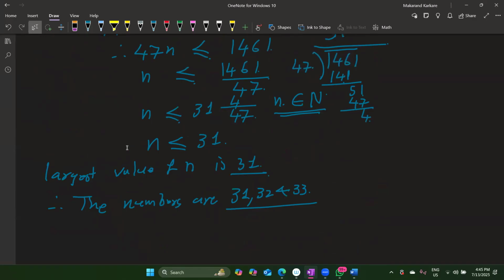Yes, Soham? Sir, can you also solve 3B from your text? Sorry? 3B. 3B.